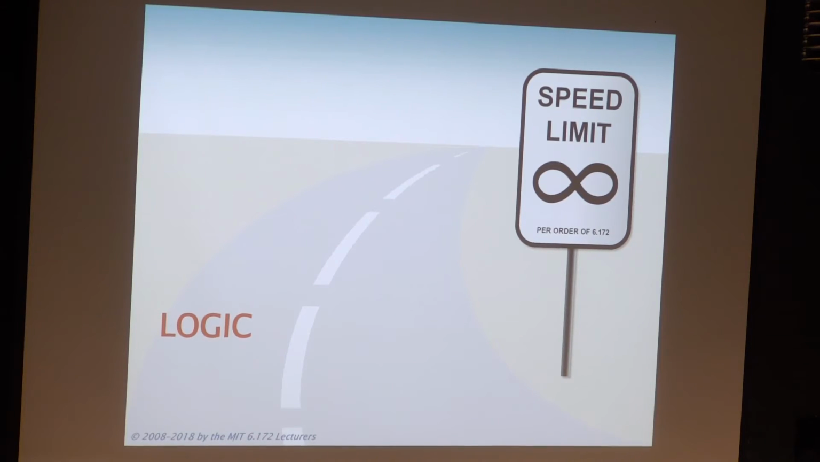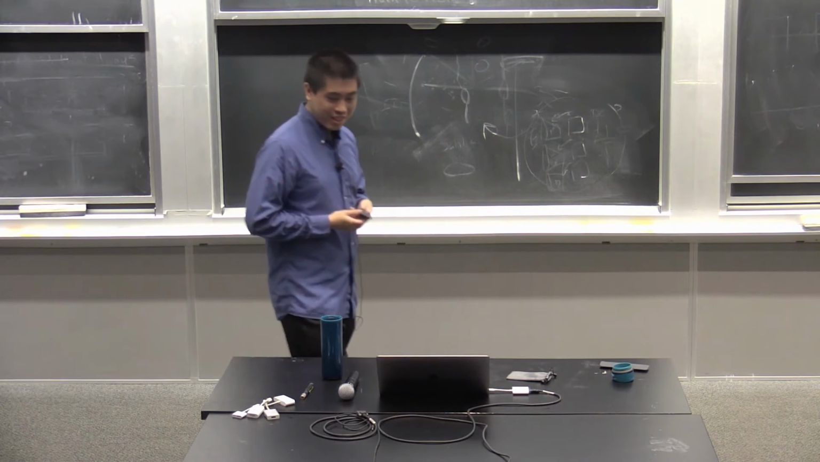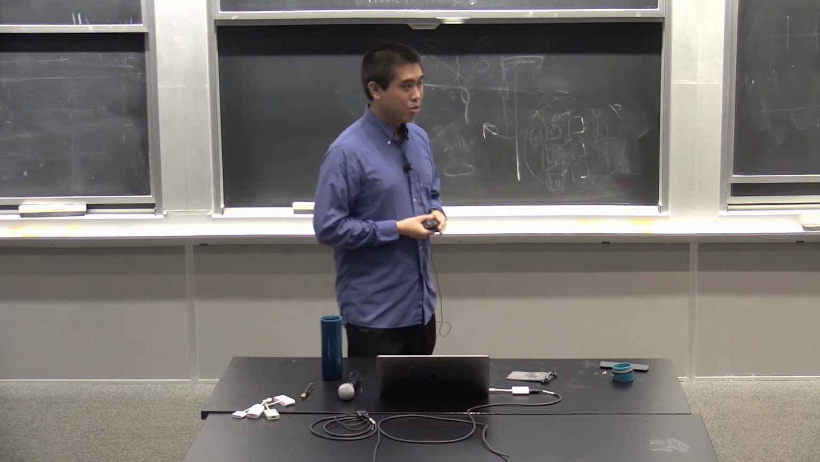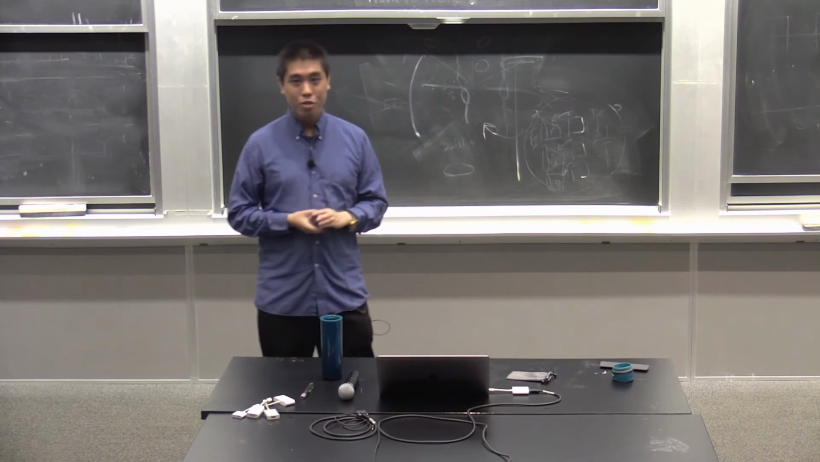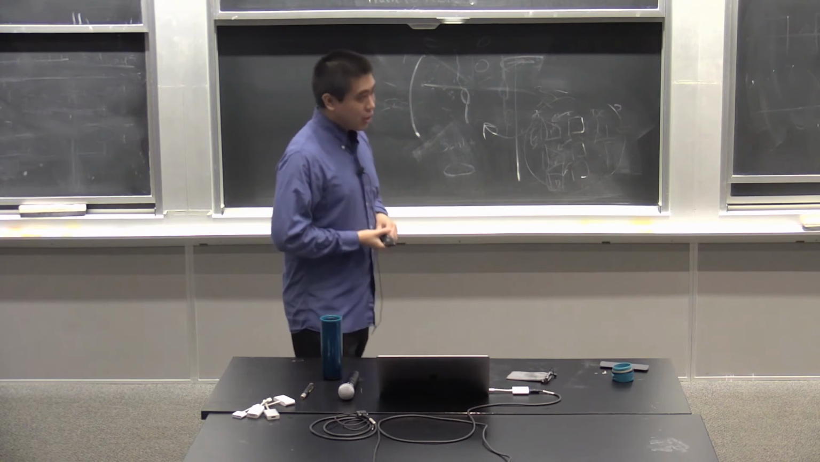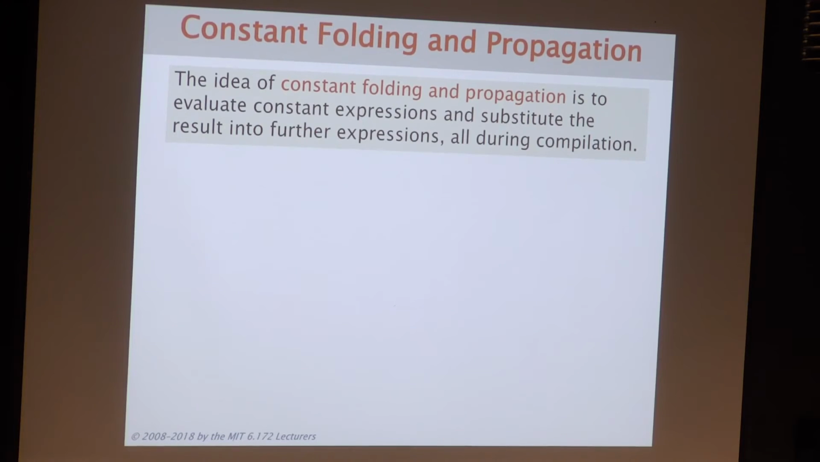Okay, so that's it for the data structure optimizations. We still have 3 more categories of optimizations to go over. So it's a pretty fun lecture. We get to learn about many cool tricks for reducing the work of your program. So the next class of optimizations we'll look at is logic. So the first thing is constant folding and propagation.